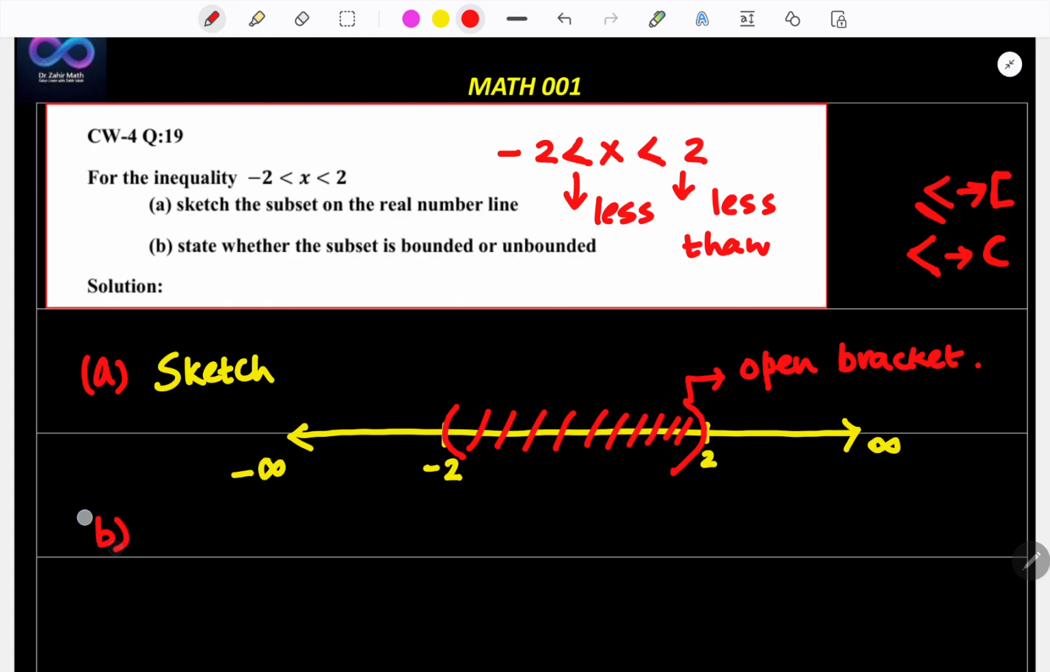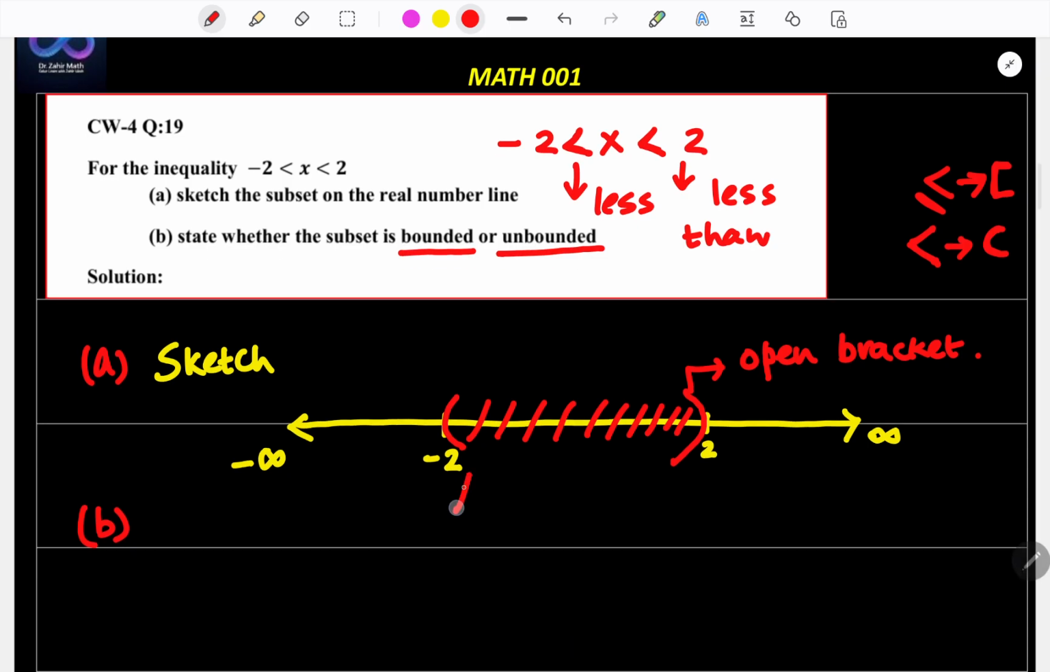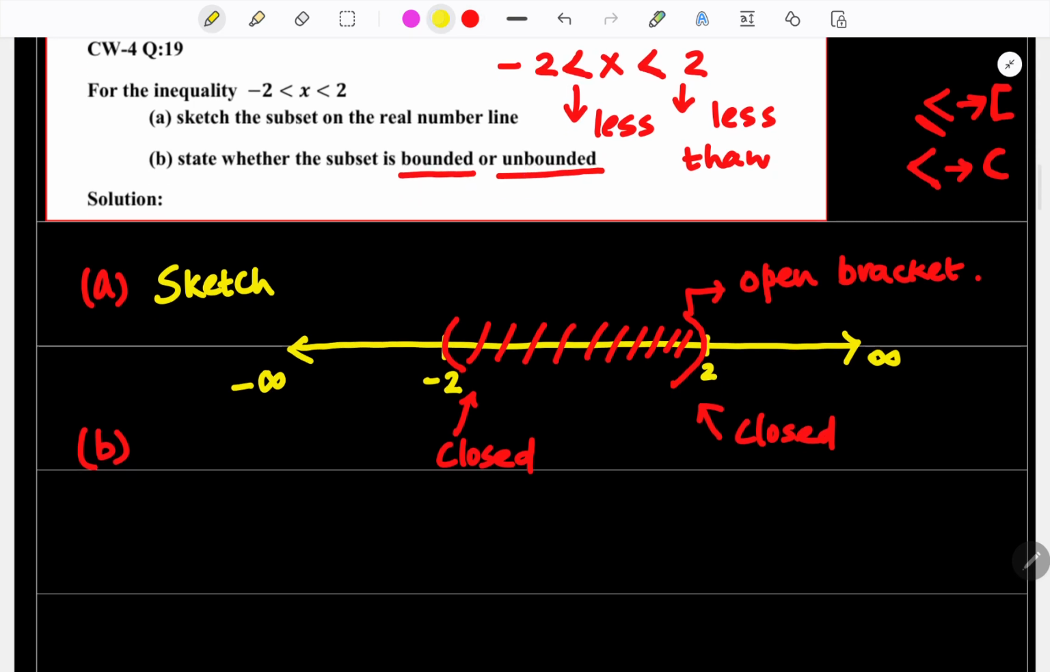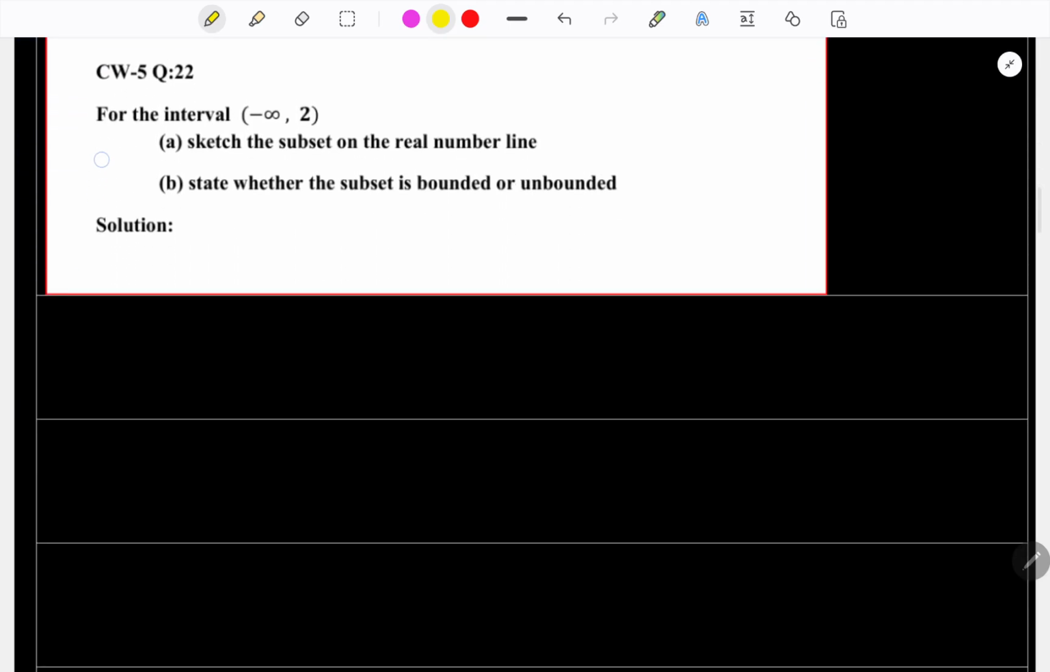Now the next question is check whether it is bounded or unbounded. Imagine your house is having two doors. If both the doors are closed, then it is bounded. So look here, this side is also closed, right? And this side is also closed. Okay, so what's your answer? The answer is bounded. Clear, everybody? Very simple. Let's go to the next question.